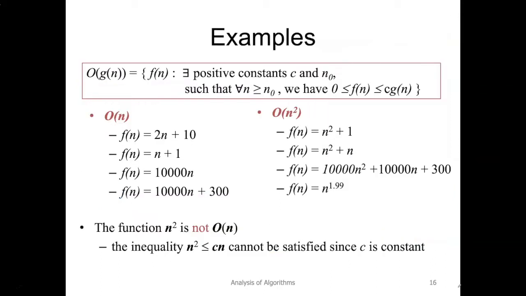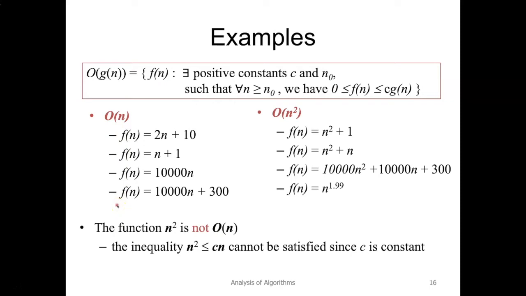So for example, here we have the same definition that we had earlier for big O of g of n. The following functions, everything that we have here, is big O of n. So if we have f of n is equal to 2n plus 10, this is big O of n. If we have f of n is n plus 1, this is also big O of n. Each one of these functions is big O of n, meaning that n is an asymptotic upper bound for these functions. We're essentially saying that these functions are linear.